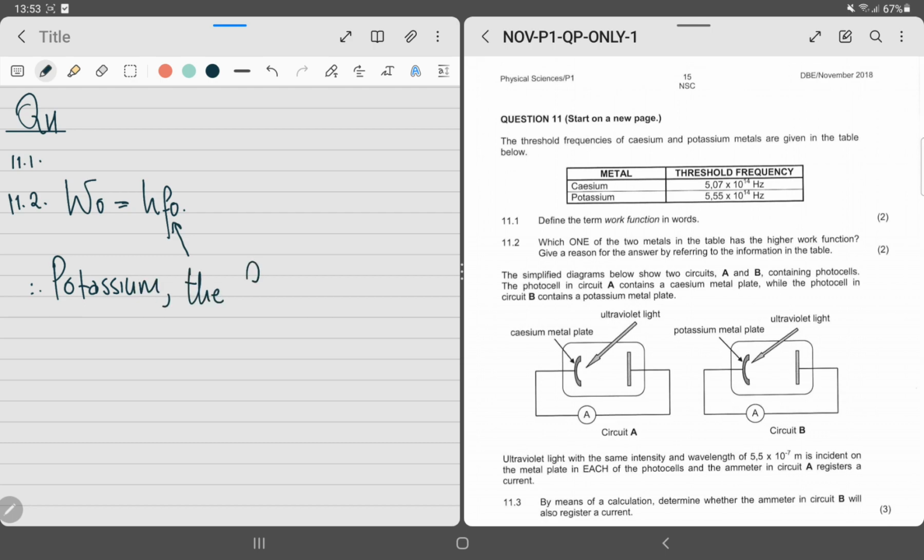The threshold frequency of potassium is greater than that of cesium.